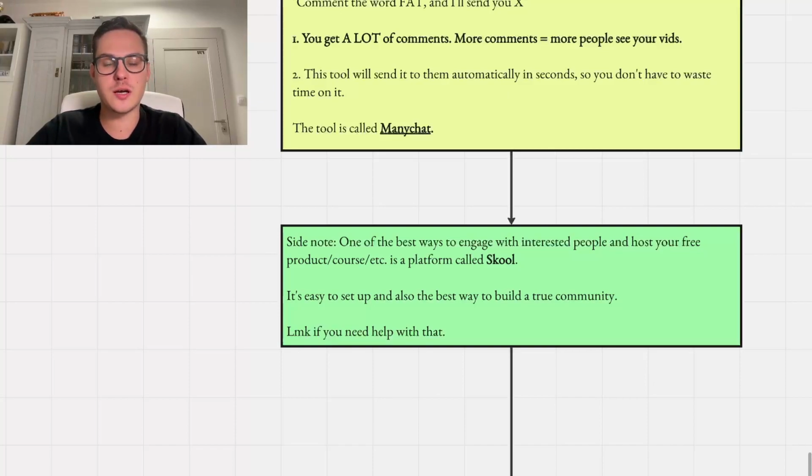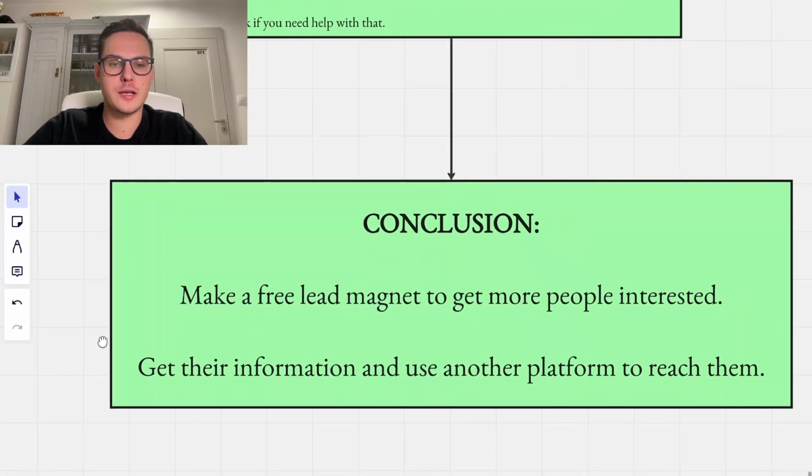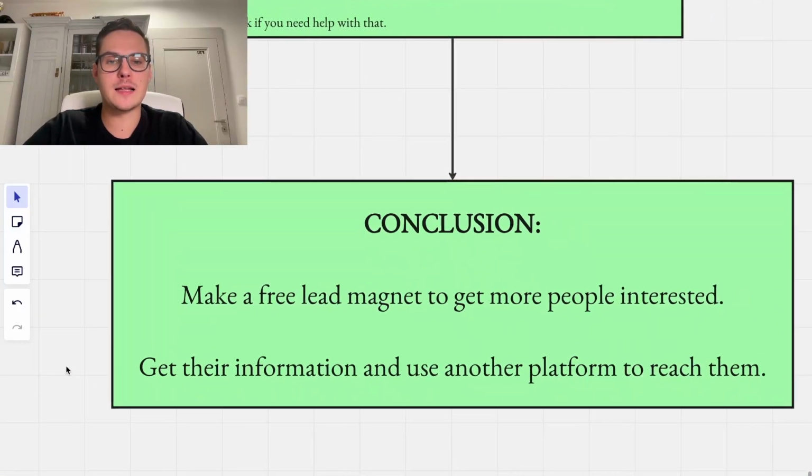It's super easy to set up. You can accept payments there too. And it's also one of the best ways to build a true community. If you need help with that, let me know. Check it out. And in conclusion, here, we want to make a free lead magnet to get more people interested and get their information and use another platform to reach them.